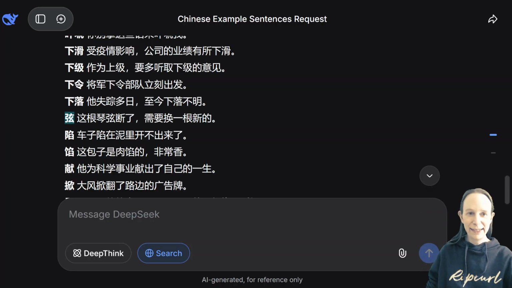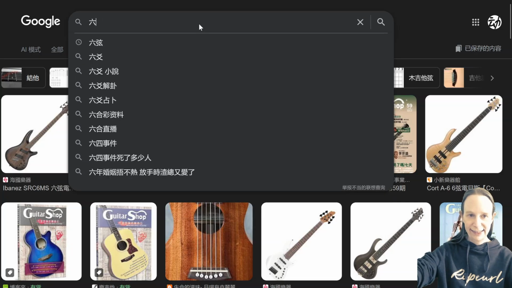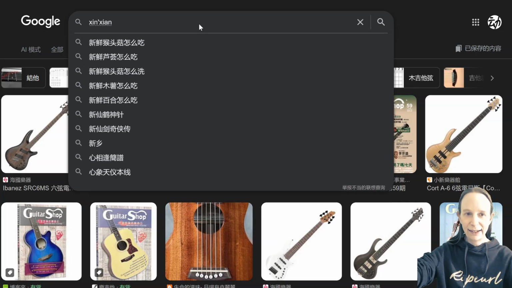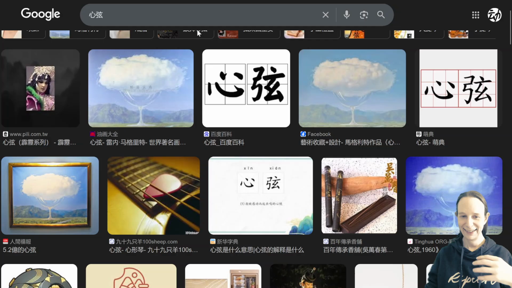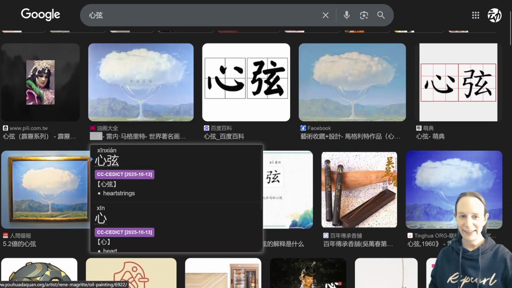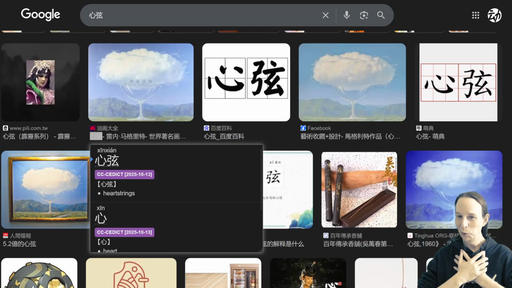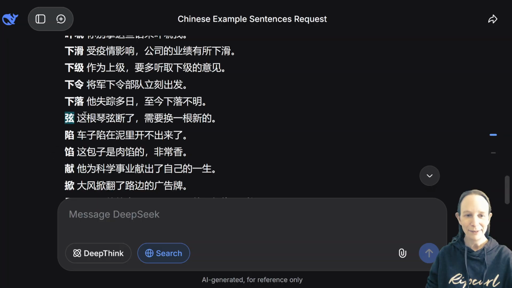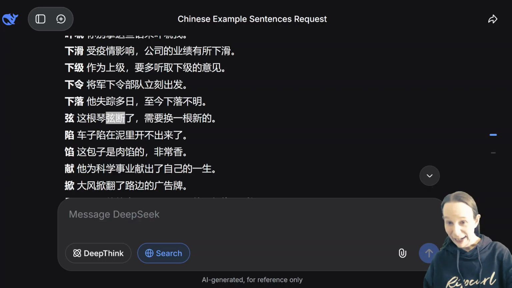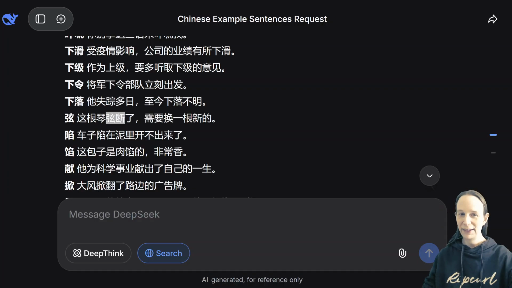Oh, the other one is 心弦, it's quite similar to English actually. 心弦, like your heartstrings. So if something tugs at your heartstrings, it's emotional and maybe makes you sad or that sort of thing. Yeah, we have this as well. All right. 这根琴弦断了. Oh, okay. So 断 is to break here, right? So the string broke on the 琴.